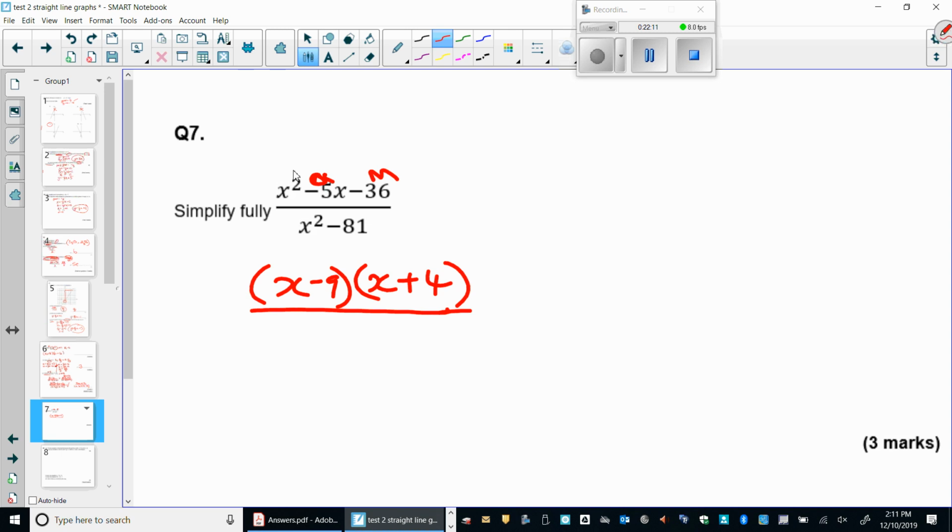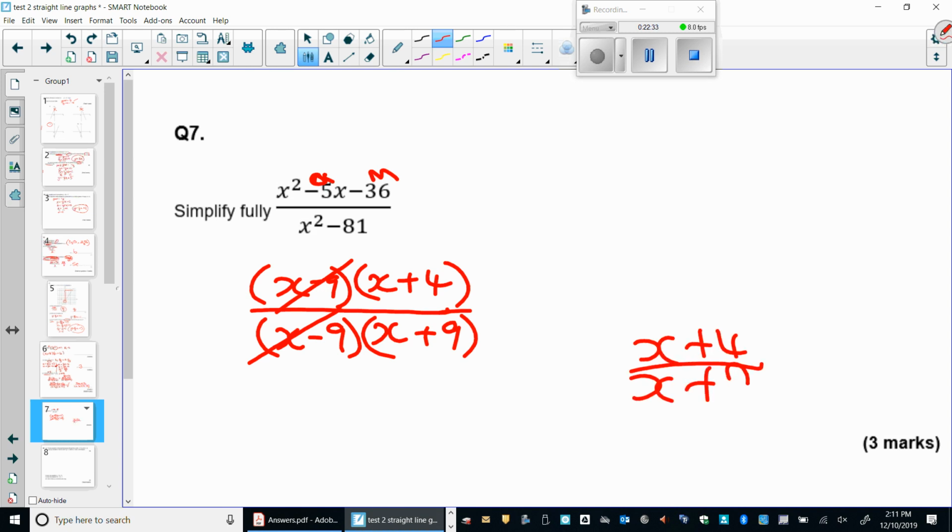Okay. x squared minus 81, that's a special quadratic, yes? How do we factorize that bad boy? It's the difference of two squares, so it's going to be x at the front, and it's going to be what at the end? Minus 9 and plus 9, okay? Then we've got that bracket is the same, so our final answer is x plus 4 over x plus 9. Can we do that? No. Good.